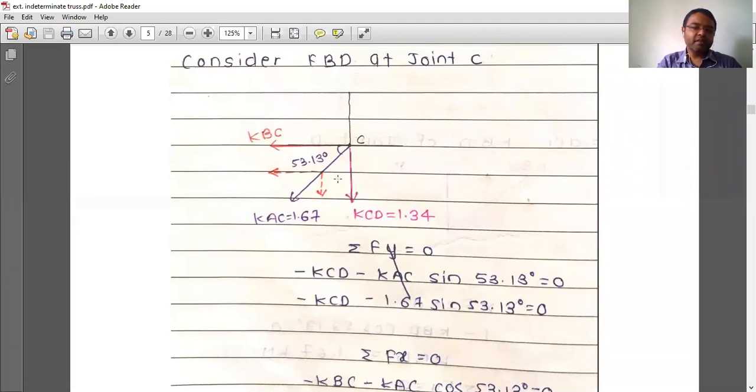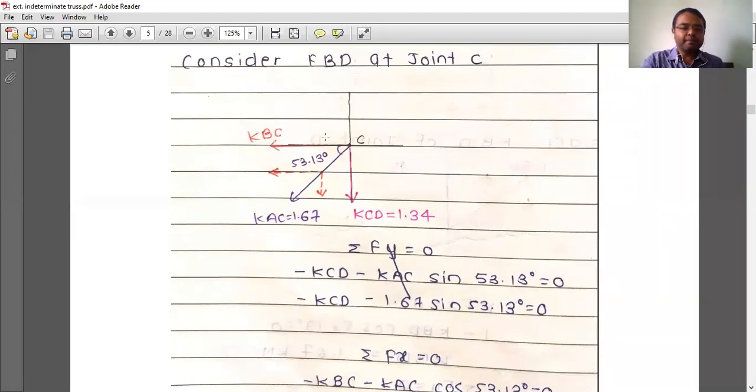Here, while considering the free body diagram, we have to consider the known values with the known nature. The forces in members AC and CD are known to us. We know the magnitude as well as the direction. Both are tensile, so arrows are away from the joint. Here KBC we will assume as tensile, that's why the arrow is away from the joint.